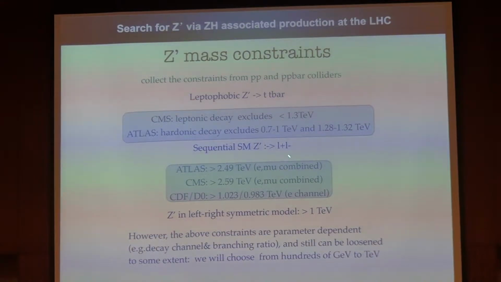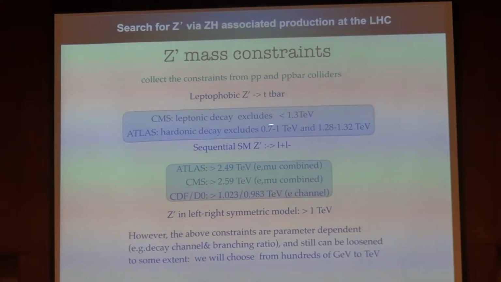For the sequential Standard Model, which means the Z prime couplings to Standard Model particles are the same as the Z boson, with the channel chosen to be Z prime decays to l plus l minus, both ATLAS and CMS provide a lower bound of Z prime mass of around 1.5 TeV, with leptons including e and mu. From both CDF and D0, the lower bound of Z prime mass is around 1 TeV. For the Z prime from the left-right symmetric model, the lower bound is at 1 TeV. From these we get the mass constraints of the Z prime mass.